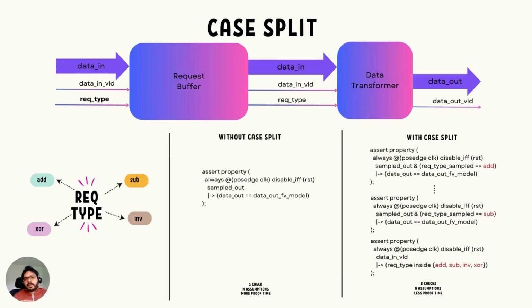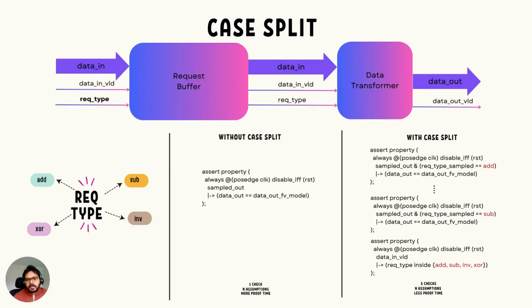Let's see how we can implement it. Without case splitting, you have one property, the one you see in the middle. The property has a field called data out FE model. It is generated by the formal verification model that you should be writing. It is the data out that is expected based on the data in that's being checked.